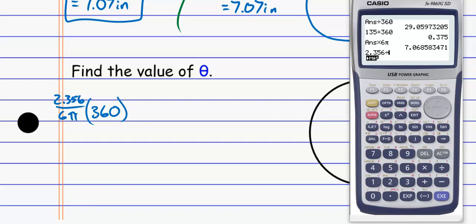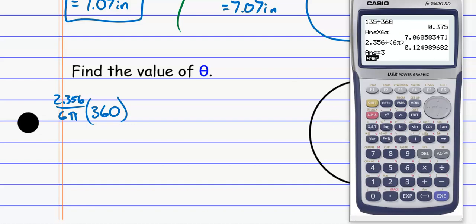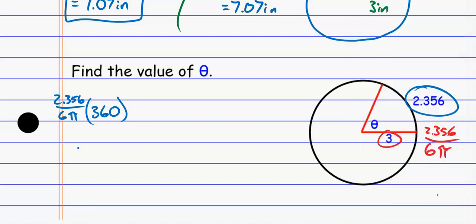2.356 divided by 6 pi, and now times the 360. And so I get 44.996. If I round that, it ends up being 45 degrees. And so this is a 45-degree angle, all right?